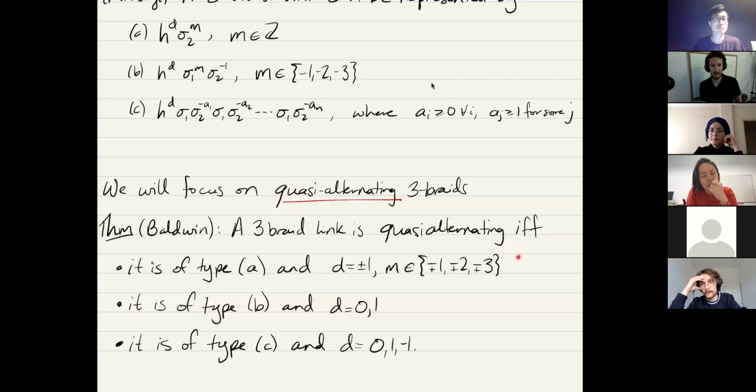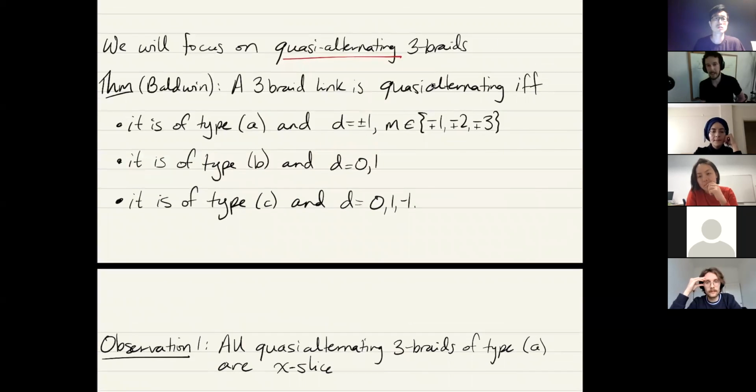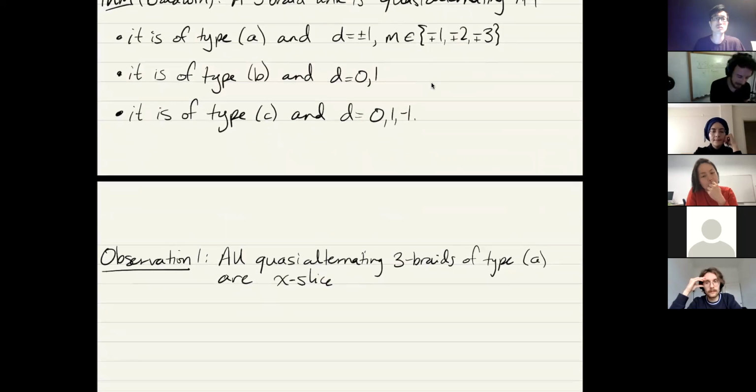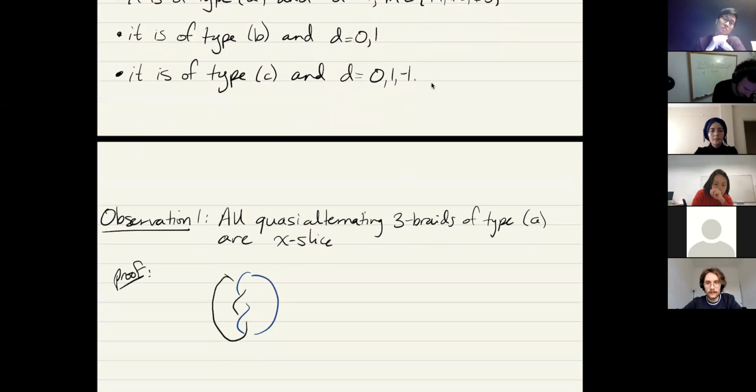Okay, cool. So chi-sliceness of quasi-alternating three braids. Focusing on this first case first, observation: they're all chi-slice. And I'm going to prove it to you really quickly, modulo some details. The first part is if you draw these three braids with these representations, you'll see that it's either this two-component link or this three-component link. So these are either that, or it could be their mirrors.